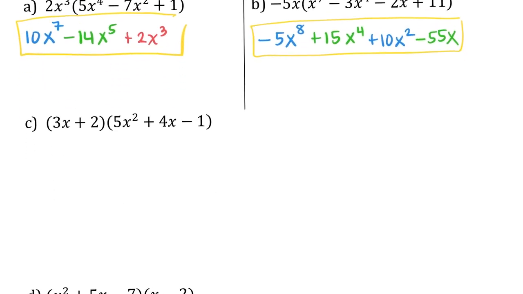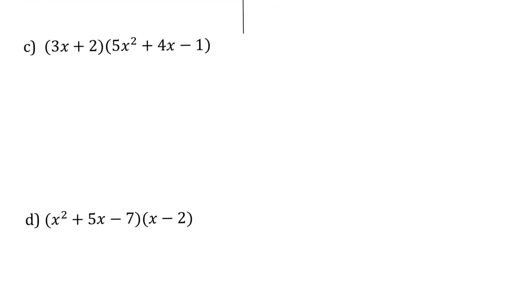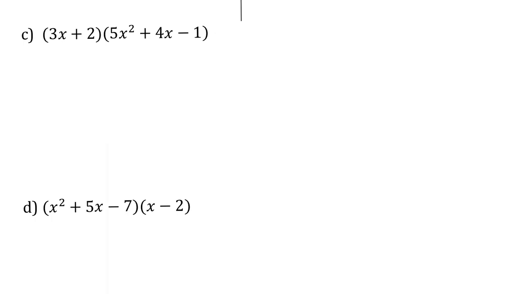Okay, for C, it's a binomial times a trinomial. You can do the box method or you can distribute. It doesn't matter which way you do it. I'm going to distribute, but box method, same. Okay, let's see. 15x to the third, 4x, 12x to the second, 3x times 1 minus 3x.